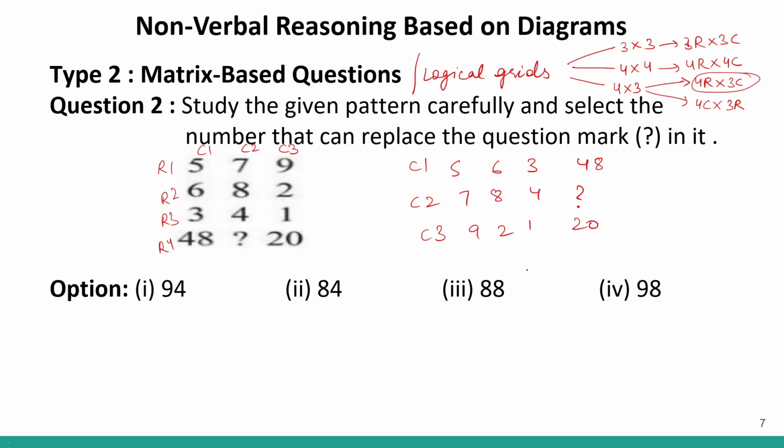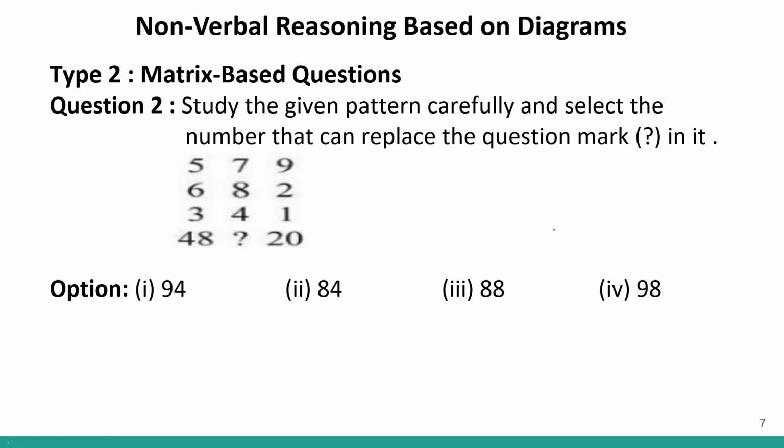So if I look at these columns, I can see that these numbers 48 and 20 are significantly bigger than these numbers. Correct? 20 is so much bigger than 5, 6 and 3. Similarly, 20 is very big compared to 9, 2 and 1. So I can assume that certain operations are being carried out in rows 1, 2 and 3 to obtain the number in row 4. This is how you approach a question on logical grid, also known as matrix based questions. Now, let us solve.